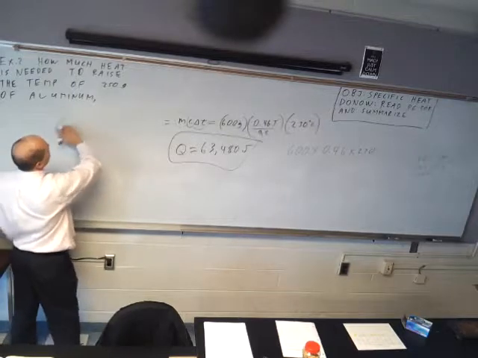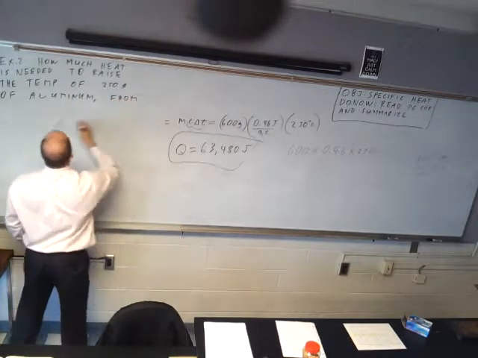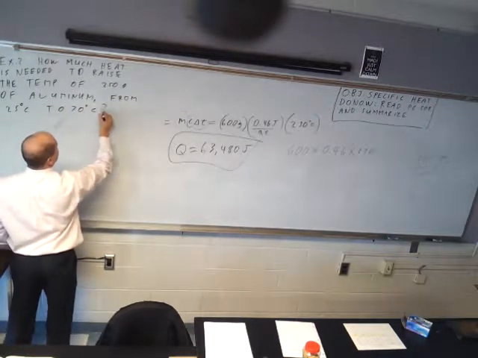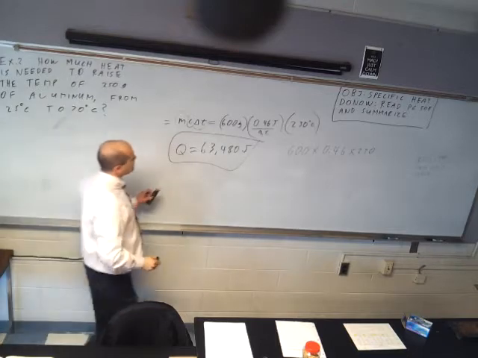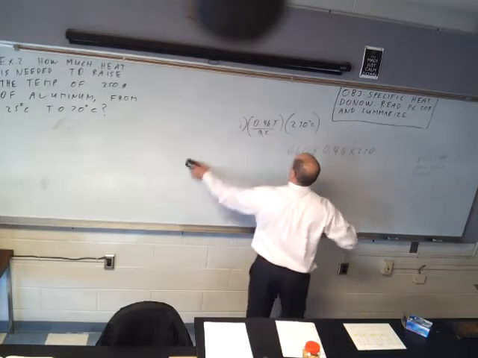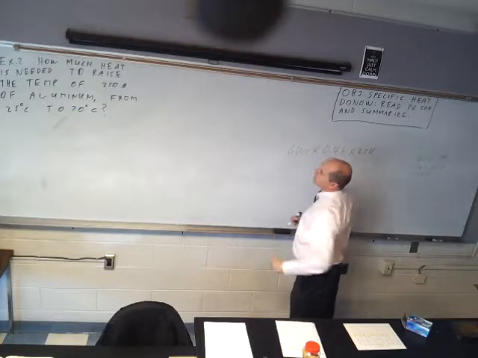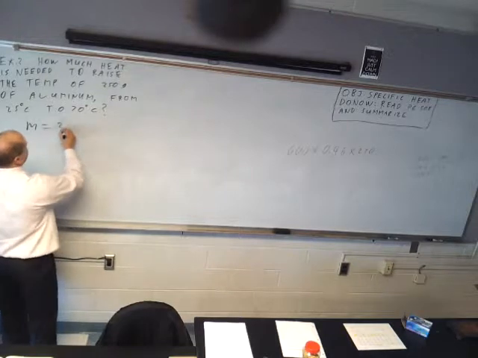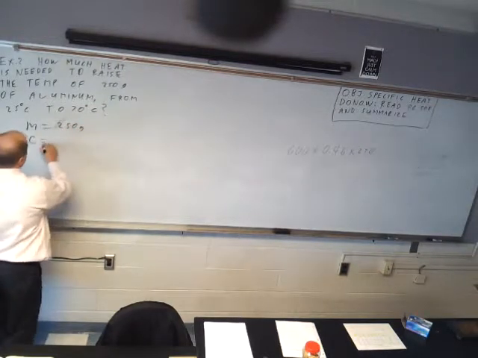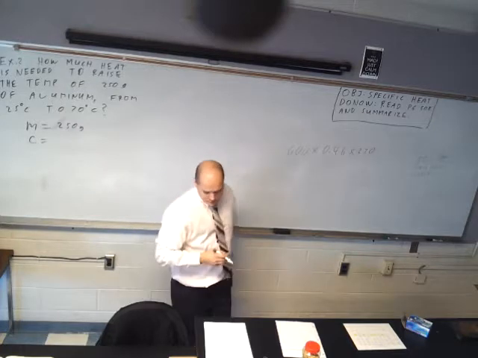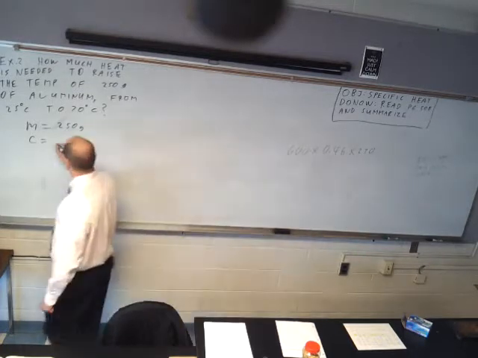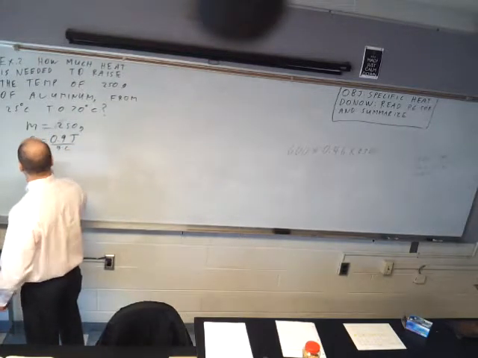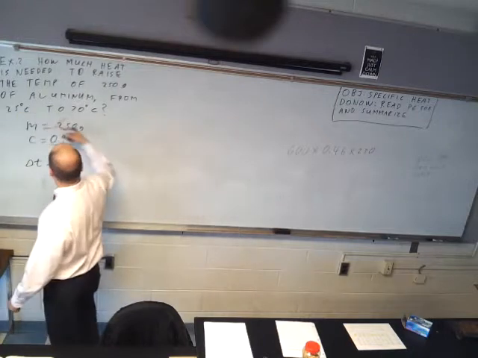Temperature of 250 grams of aluminum from 25 degrees Celsius to 70 degrees Celsius. So mass is 250 grams. Specific heat, what's that? 0.9. Okay, so 0.9 joules per gram times Celsius. And delta T is going to be 70 minus 25, or 45.